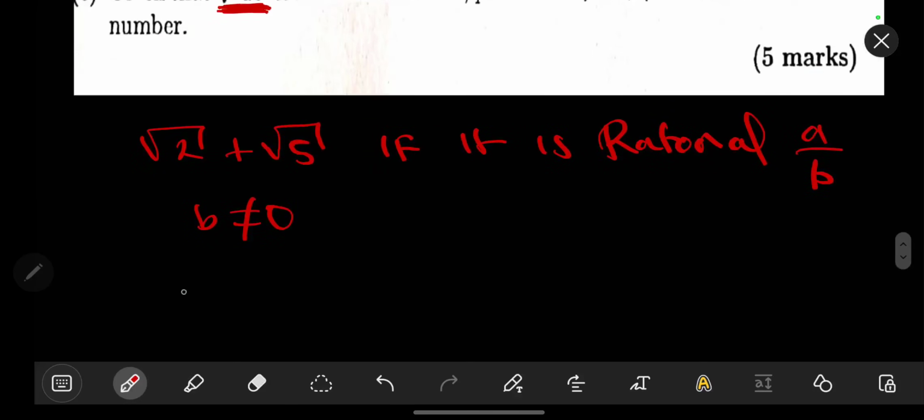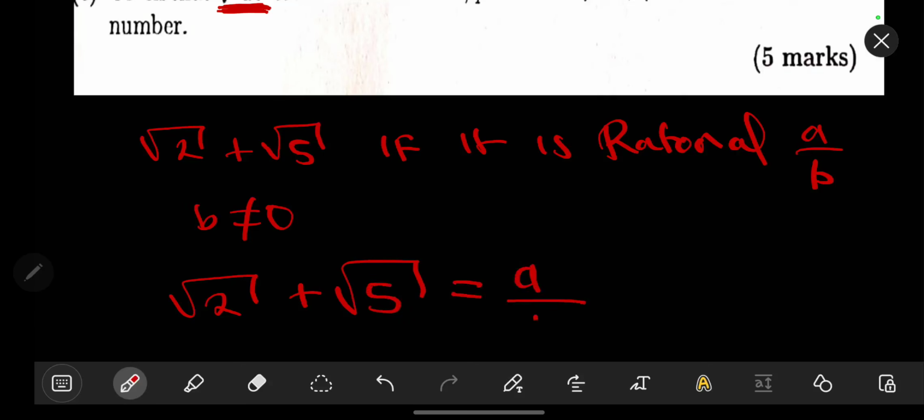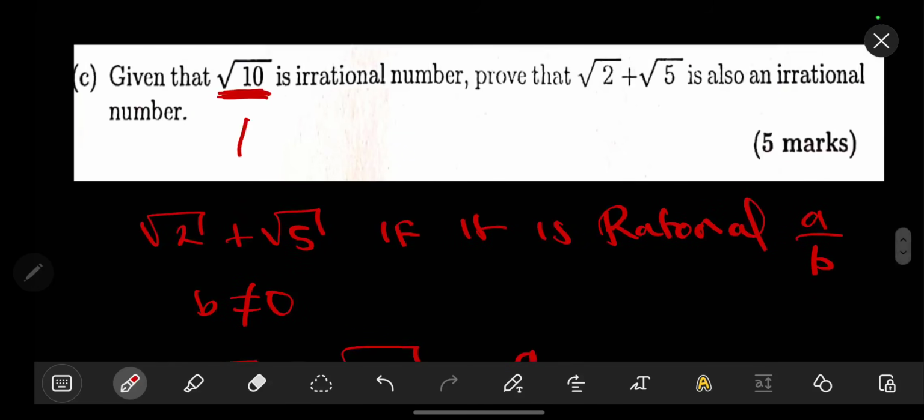So by this statement, the key to answering this question is that this statement should be able to show. So we are going to say our square root of 2 plus the square root of 5 should be equal to a over b. Now the idea is, how do we take it to 10? We know that if I multiply 2 times 5, I'll be able to get 10, which is the one that they require.